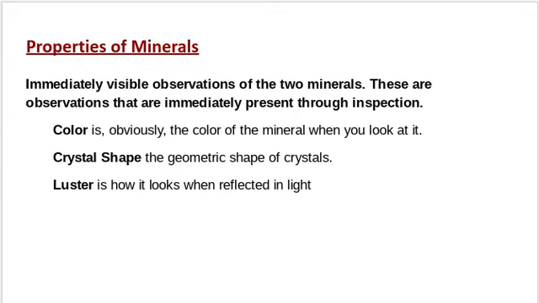And luster is how it reflects when it is exposed to light. For example, some minerals will have a metallic luster, meaning that they reflect a sort of metallic look. For example, hematite is an iron oxide, and sometimes it does not have a metallic luster. However, sometimes it does have a metallic luster, and that's one of the very interesting things about hematite.